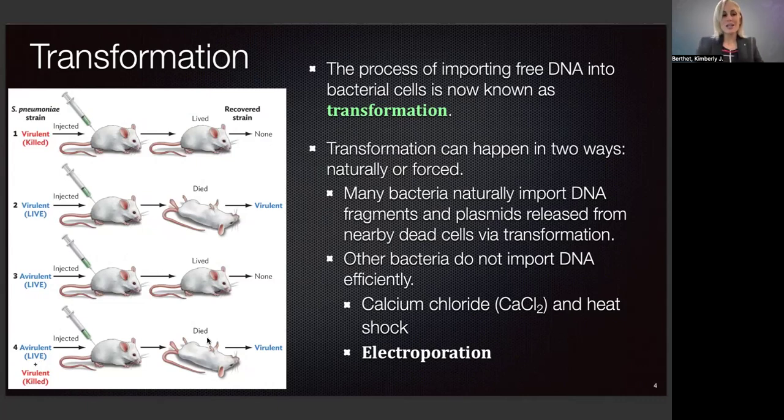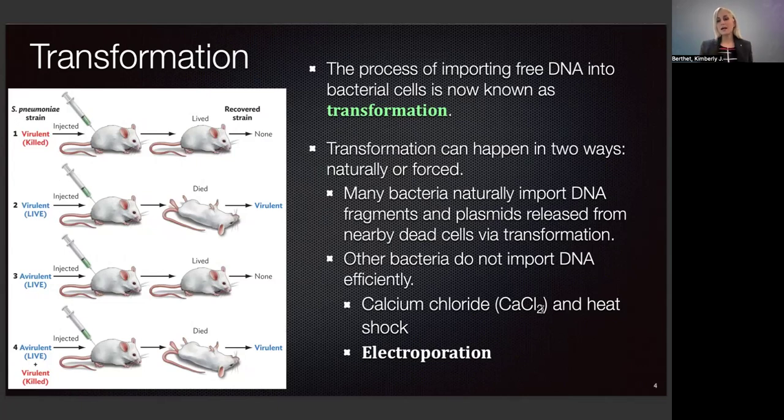So that is a natural transformation. We can also have transformation happen in a lab. We can take bacteria and force them to pick up exogenous DNA from their surrounding environment. We can do this by treating them with calcium chloride, so it changes the charge. Bacterial cells are negatively charged, if we remember from microscopy. And DNA is actually negatively charged as well.